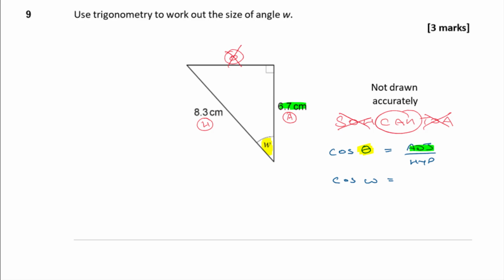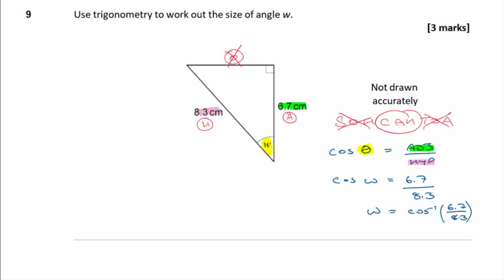6.7 there, look. 6.7, and the hypotenuse, that's over here, look, that's 8.3. So 6.7 divided by 8.3. And then I want w. I've got cos w is equal to that fraction, but I want w. So what I'm going to have to do is use the inverse cosine here, aren't I? To get rid of that cos w and just get w, I need to take the inverse cosine of both sides, and that's going to give me cos to the minus 1 of 6.7 over 8.3.